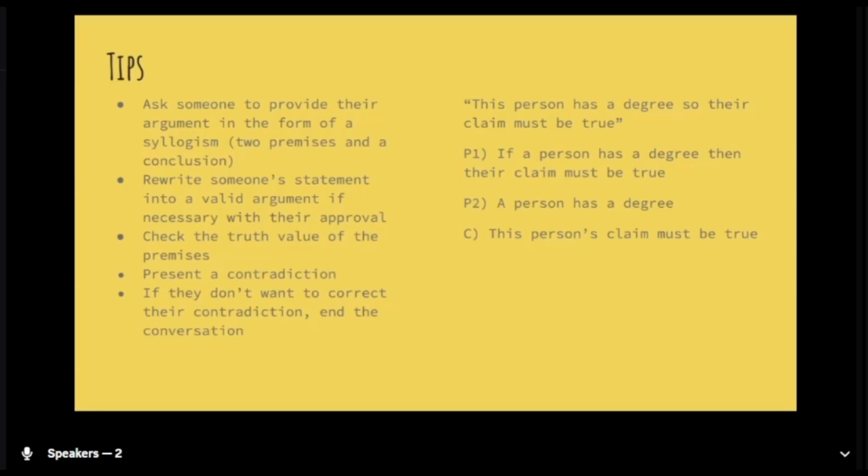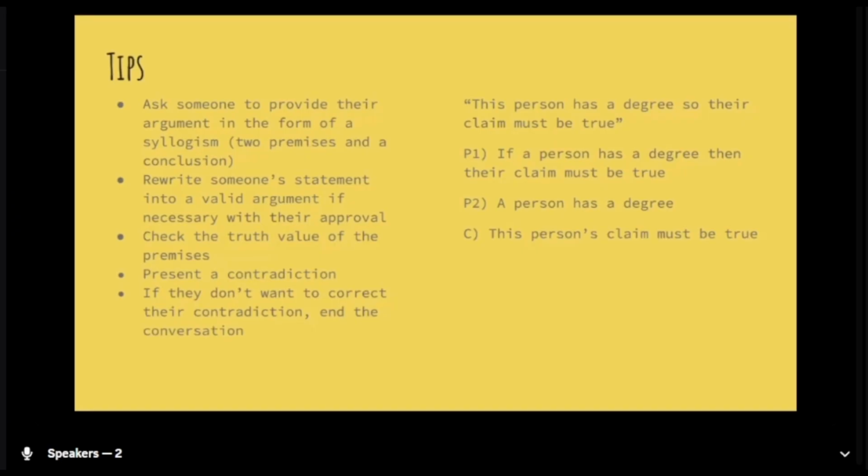Any questions there? Yeah, just to make sure that I understand, the argument that you presented here is valid, but it's not sound, correct? Yeah, correct. Like I would not say that P1 is true, just because if a person has a degree, then their claim must be true. That's what I would assume that person thinks from their statement that they made above in speech marks.